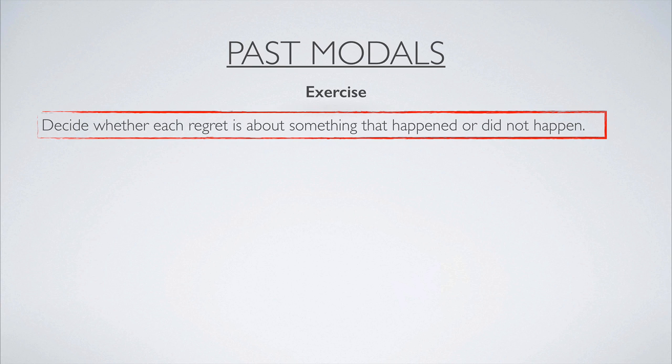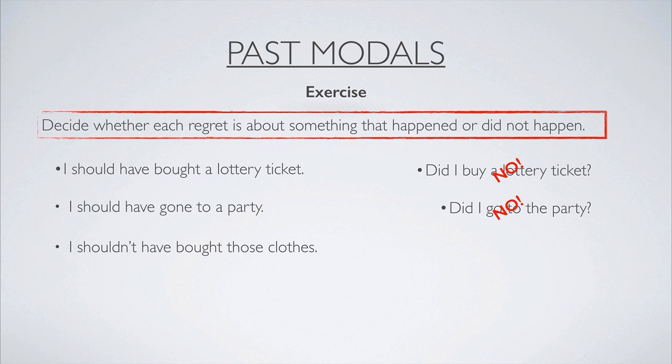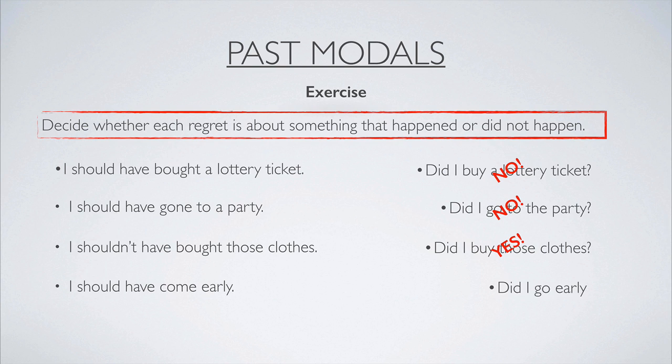Now here's a quick exercise. Decide whether each regret is about something that did happen or did not happen. I should have bought a lottery ticket. Did I buy a lottery ticket? No! I should have gone to a party. Did I go to the party? No! I shouldn't have bought those clothes. Did I buy those clothes? Yes! I should have come early. Did I go early? No! I shouldn't have sent that email. Did I send that email? Yes!